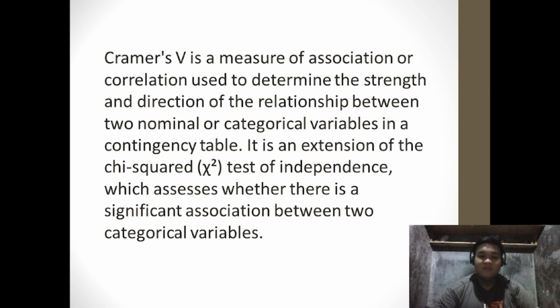Cramer's V is particularly useful when you have categorical data and you want to understand how strongly two variables are related. It ranges between 0 and 1, where 0 indicates no association or a very weak association between the variables, and 1 indicates a perfect association between the variables.